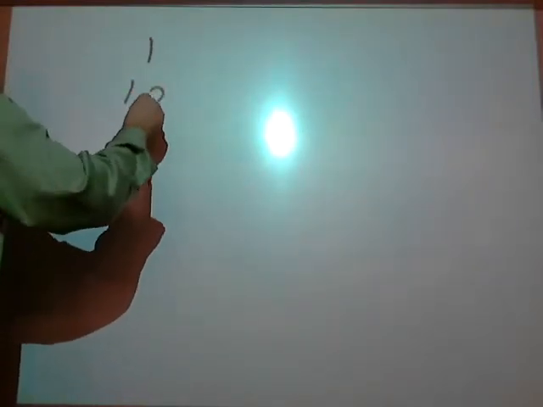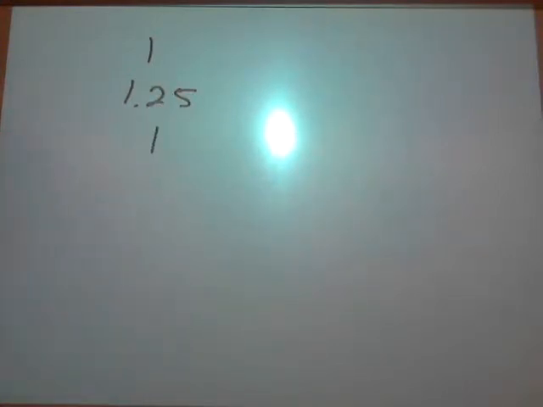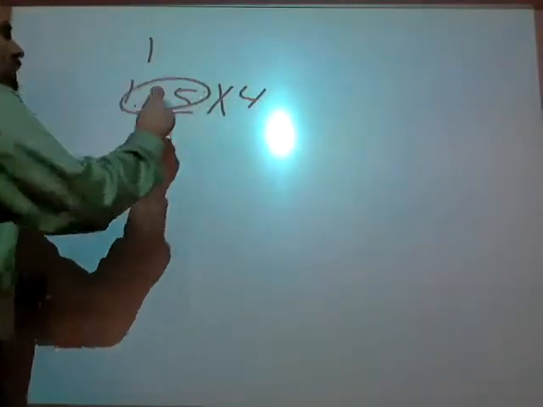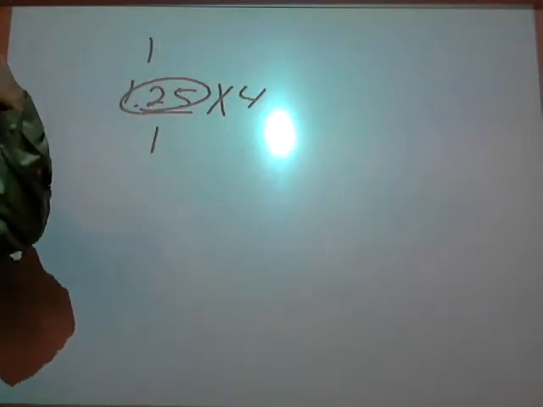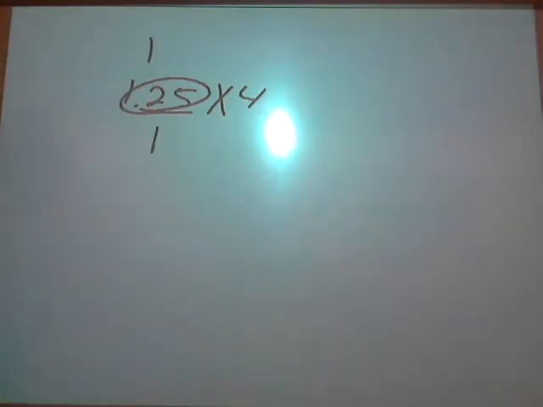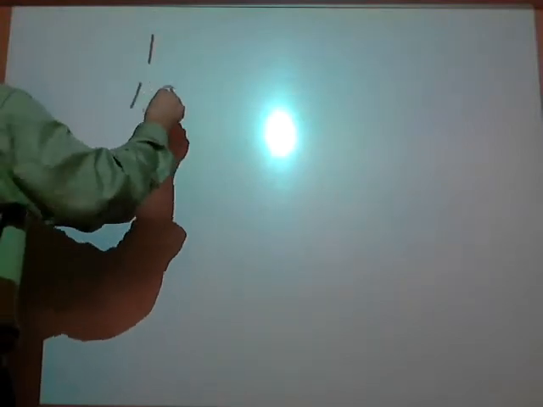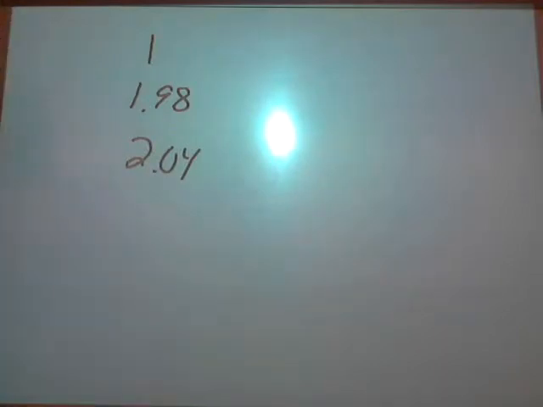1 to 1.25 to 1. Everybody see why I have to multiply that guy by 4? Again, it's this that determines it. What's the smallest number I can multiply him by to get me close enough to round up to a whole number? What if it were 1 to 1.98 to 2.04?